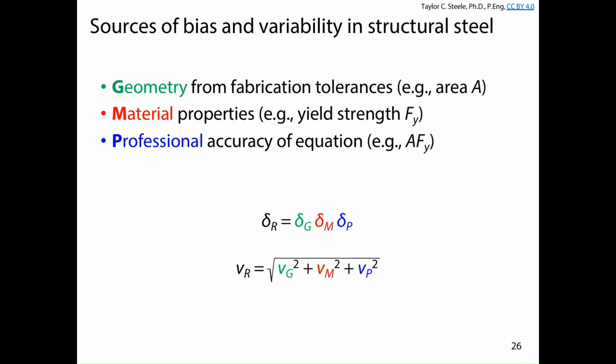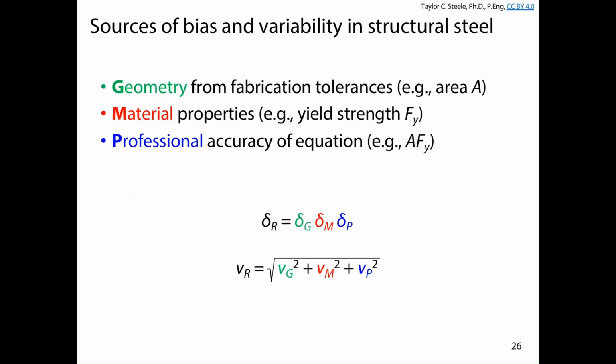And basically, if you have a series of random normal variables that are independent of each other, the mean, or the bias in the average test data compared to what you'd specify, is just the multiplication of the bias in the data for these three components. And the coefficient of variation is going to be the square root of the sum of the squared values for the variability in those three terms.